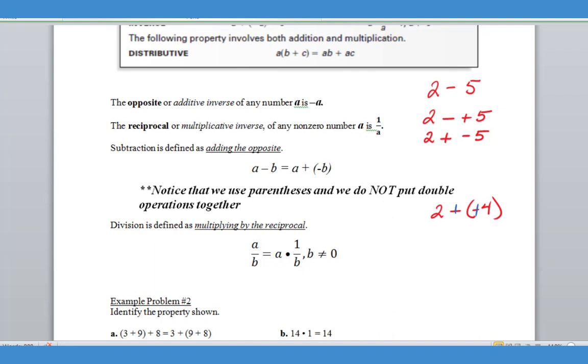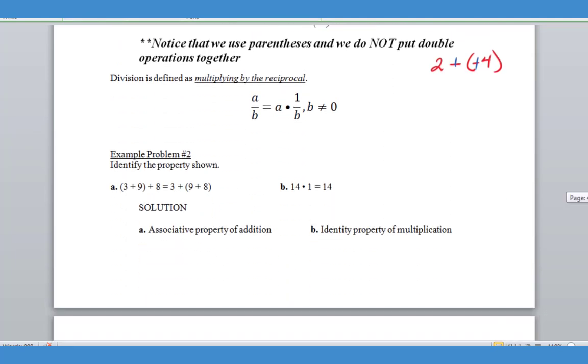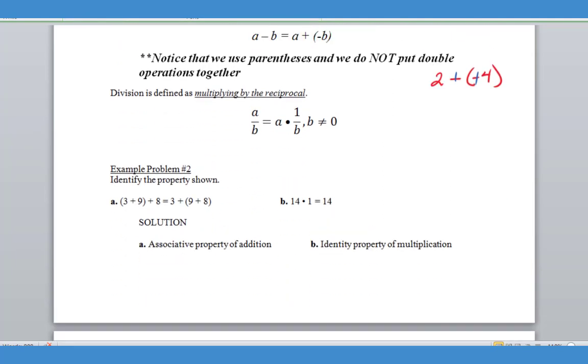Now, let's just take a look at an example problem. Example problem 2 is just going to ask us to identify the various properties. And if you look at part A, you can see that we have 3 parts that are being regrouped. So that's how associative and commutative properties are different. With associative, we're grouping 3 parts. With commutative, we're only rearranging 2 parts. So you can see that the solution is associative property. And for part B, anytime you multiply something by 1, you get the same number, so that is the identity property. So these are properties that you should become very familiar with.